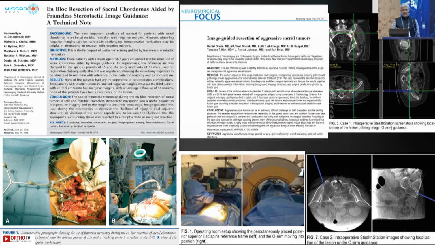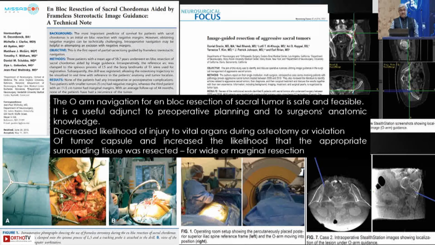So these are certain examples in the literature where en-bloc resection of the sacral chordoma has been done, with decreased likelihood, looking at the complex anatomy of the pelvis, there are high chances of neurovascular injury to the normal anatomy. So there is a decreased likelihood of injury to the vital organs during the osteotomy or violation of the tumor capsule, and increased likelihood that the appropriate surrounding tissue was resected for wide and marginal resection.